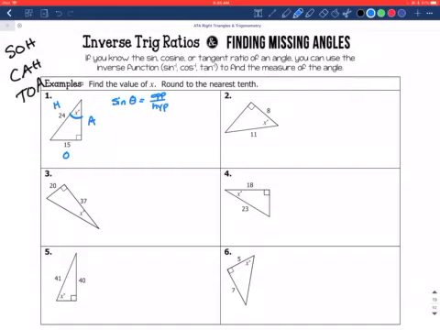I still want you to do this today, just because we only have one day of working with it. You know, in the future, you should get this and not have to write that step. But now it's the sine of x degrees equals the opposite 15 over the hypotenuse 24.